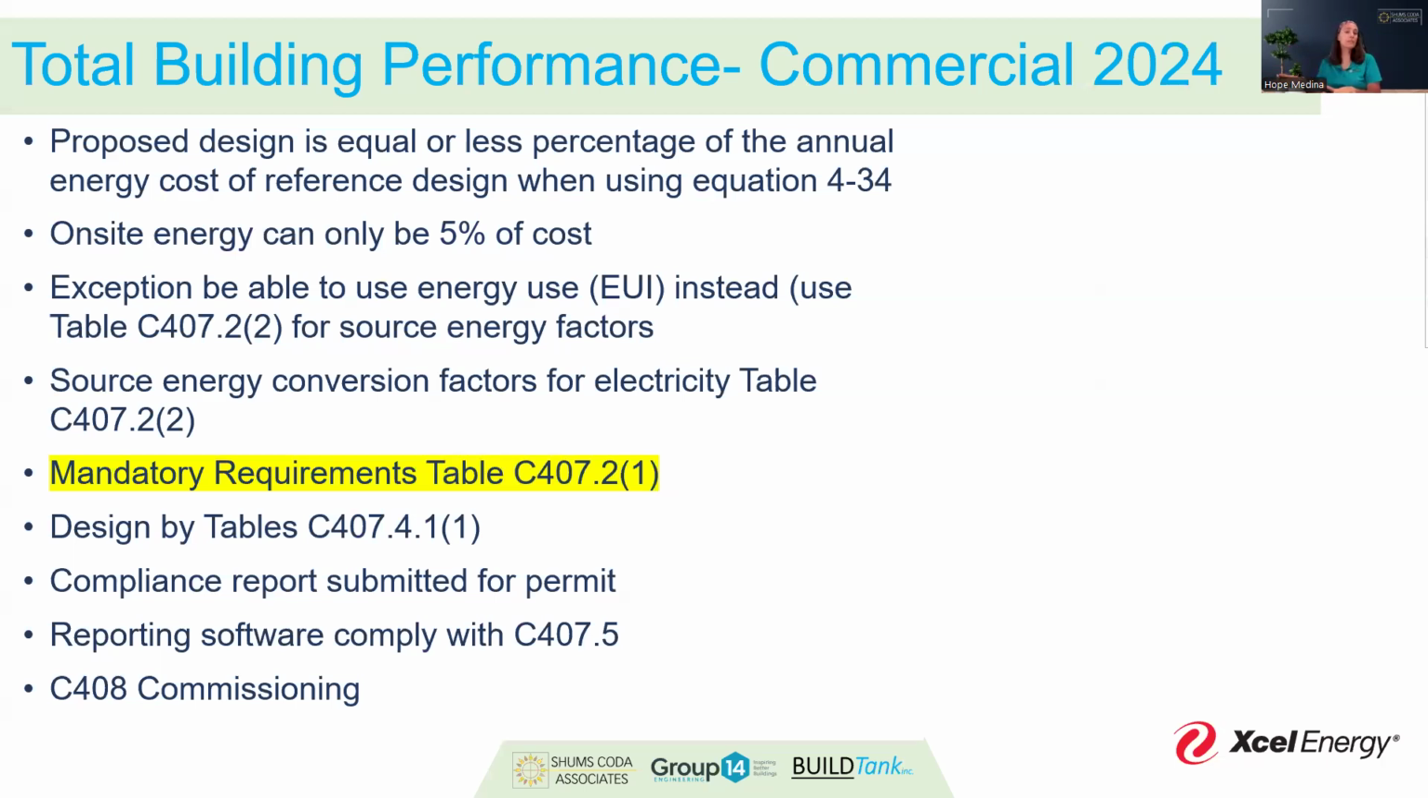You're going to do the design per the table, the C407.1. The compliance report is still only required at the permit, and then you're going to follow the software requirements, and then you're also going to follow what the commissioning is, which we did talk about the various components for commissioning.